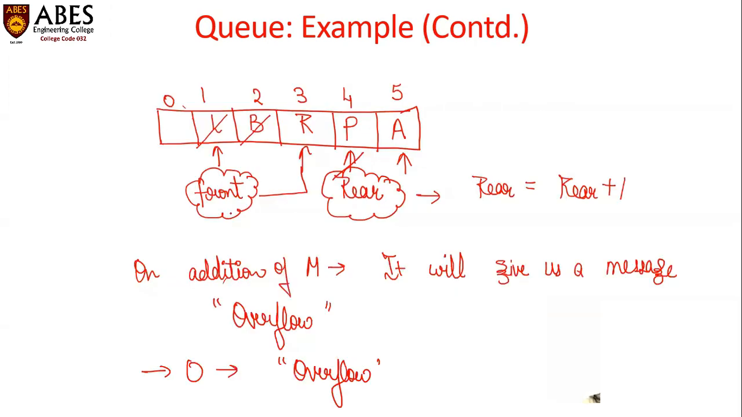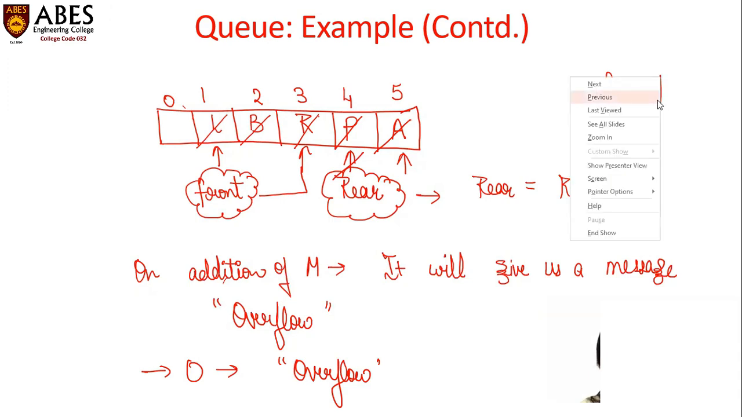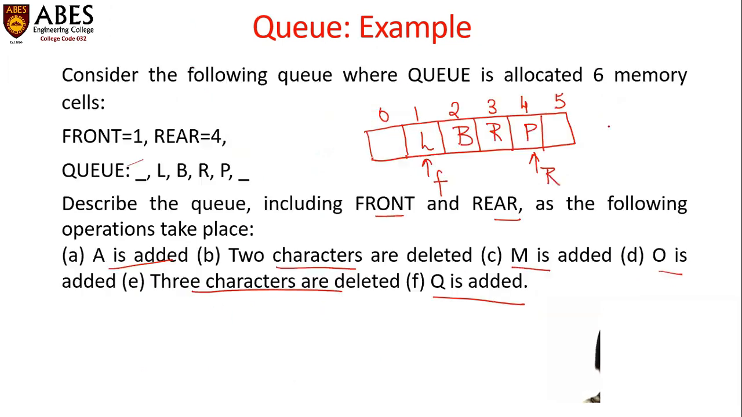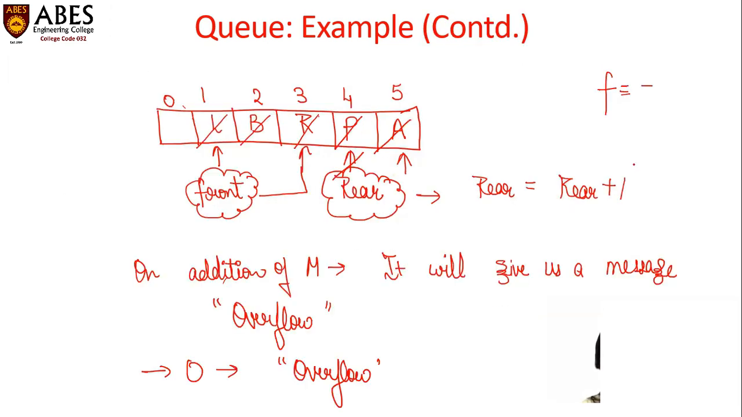Next, 3 characters are deleted. 3 characters will be R, P, A. All these elements are deleted. Now, front will point to -1 as we have deleted all the elements R, P and A. As we know, if there are no elements inside this Q, then front is also at -1 and rear is also on -1 position. Okay?